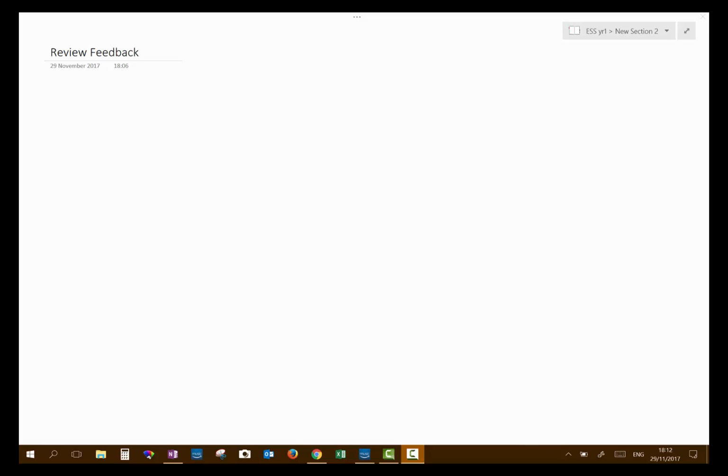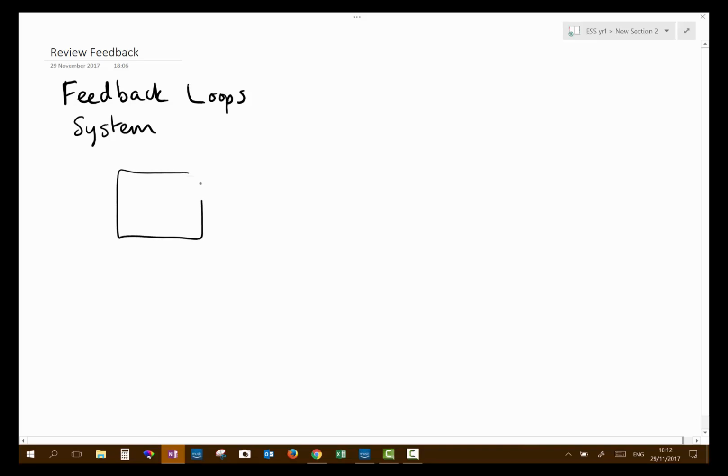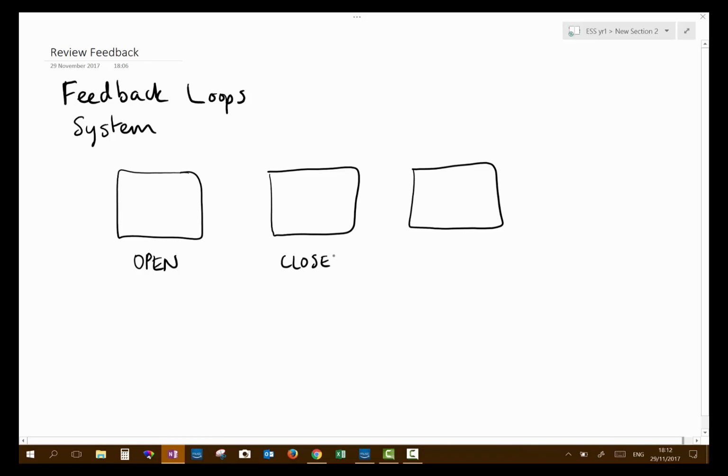Okay, today we're going to review feedback loops. But before we can really get into feedback loops, we've got to explore what a system is. And so we need to think about three types of system. We've got open systems, closed systems, and we have isolated systems.